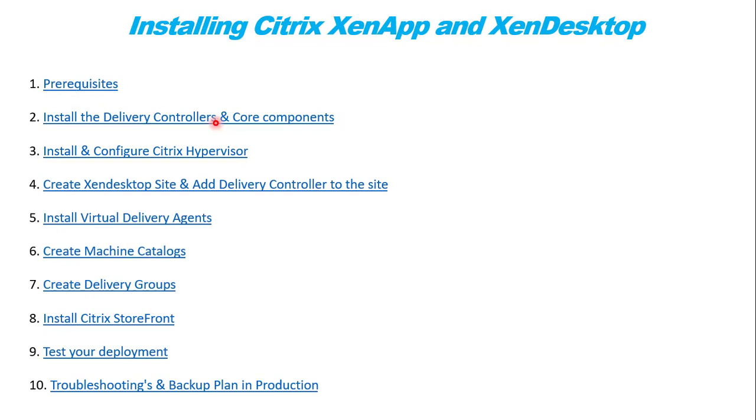I will guide you. Why? Because Citrix always supports all the hypervisors available in the market right now. Then we will create our first Citrix site and add the delivery controller to that site. Then we will create the master image and install the virtual delivery agent in that image. Then we will create the virtual machines, like machine catalogs. Then we'll publish these virtual machines to end users with the help of the delivery group.